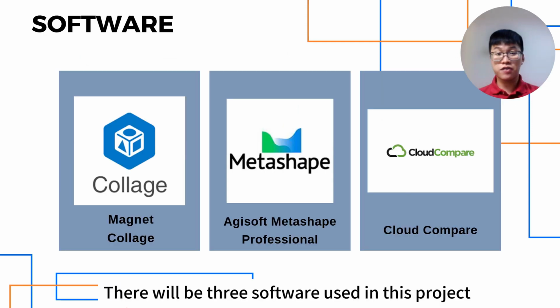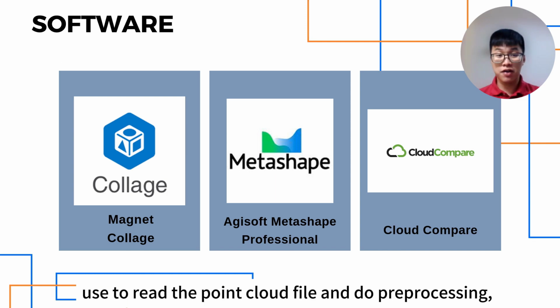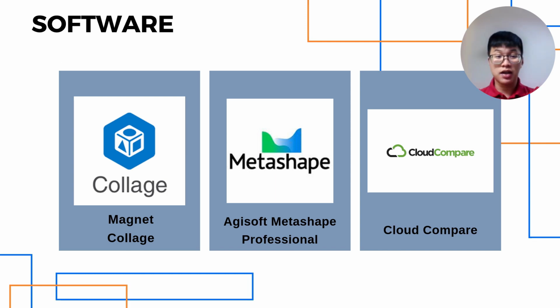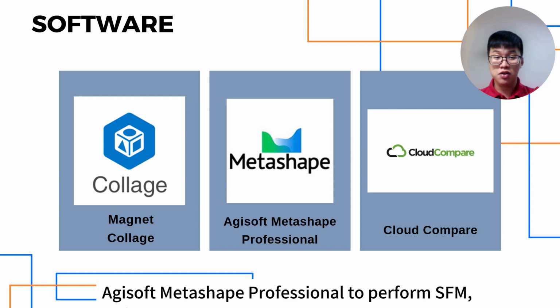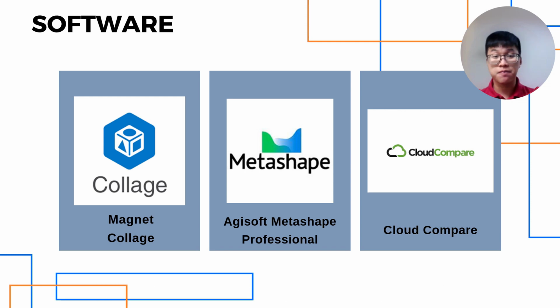There will be three software used in this project: Manicollage, used to read the point cloud file and do pre-processing, Agisoft Metashape Professional to perform SFM, and CloudCompare to generate the 3D model.